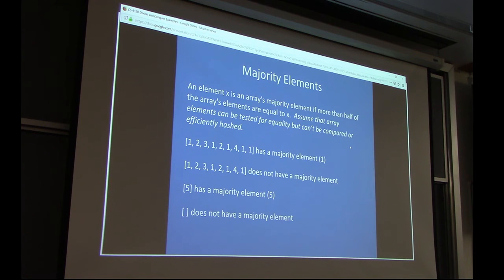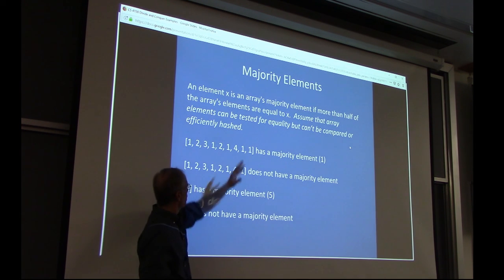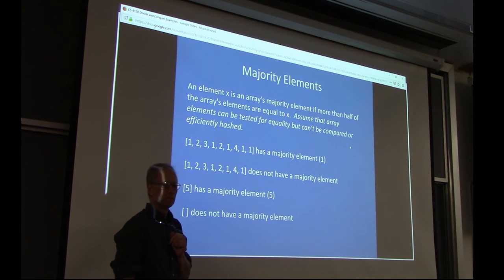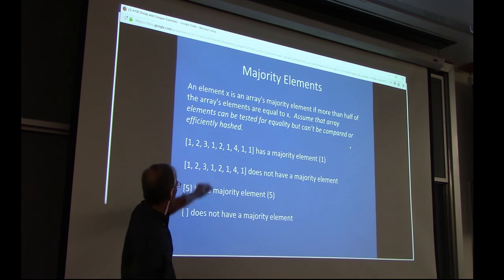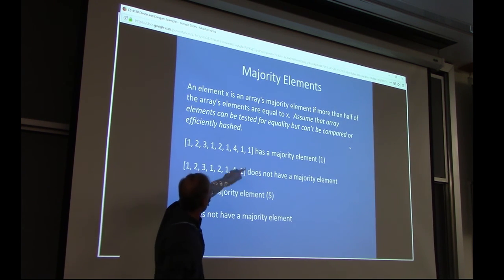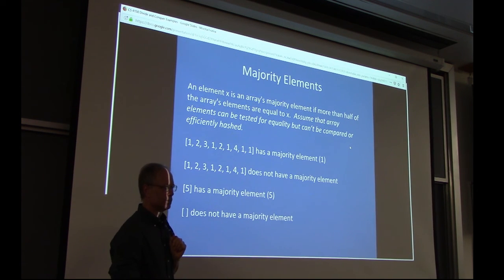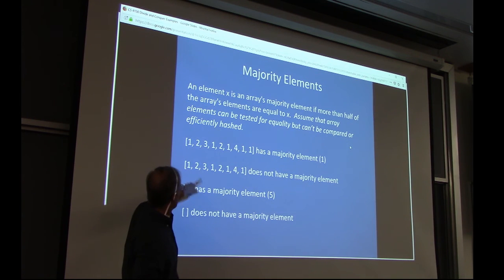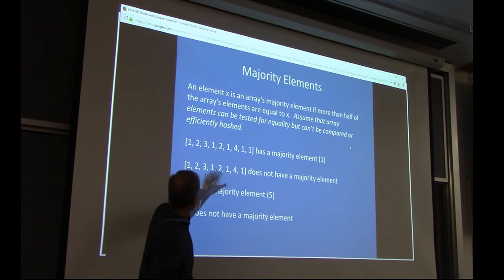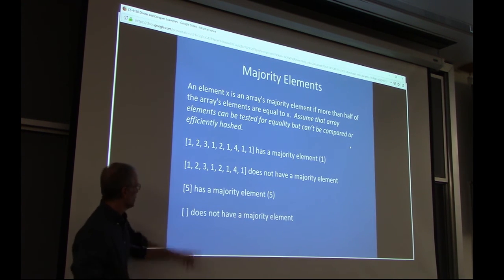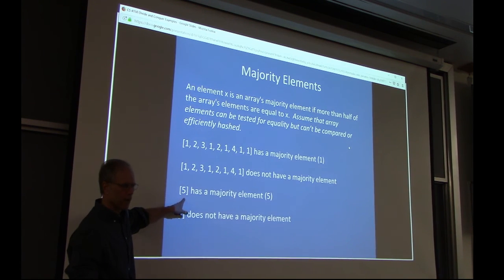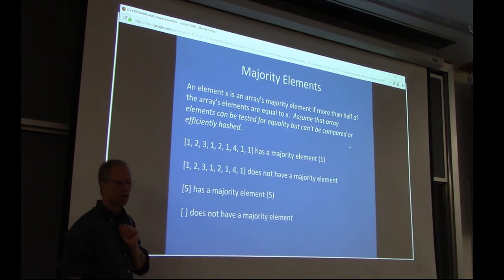All right, so you're given an array of elements, and you're trying to find a majority element. A majority element is an element that appears more than half the time. So this array has a majority element because there's 1, 2, 3, 4, 5. There's 5 of them. That's more than half. This one does not because there are only 4 ones, but there are 8 elements, so that's not a majority. This has a majority element, which is 5. That one does not. Right?